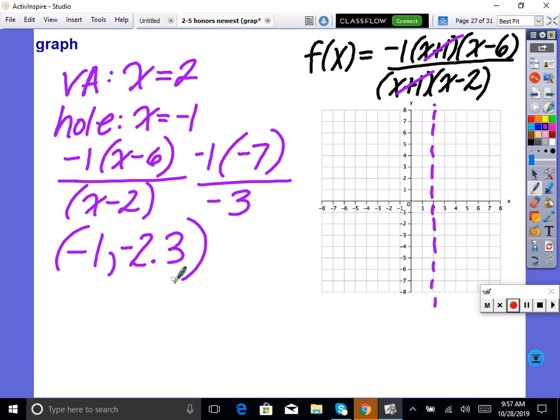So then from there, I'm going to go ahead and graph that. That's a hole. So at -1, down 1, 2, and a little bit. There's my hole. Great. Moving on. Horizontal asymptote. Degree on top and bottom are 1, aren't they? Degree is the same, so divide your leading coefficients. Our horizontal asymptote is at y equals -1.